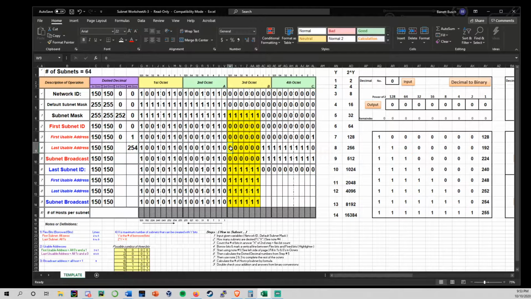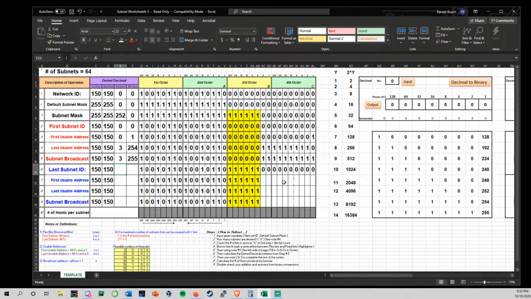Then here we have mostly zeros, but the 1 and the 2 are turned on. So that's going to be 3. Same here in the third octet as well. And now on this final one, we have all turned on. So that's going to be 255. All right, so we have all of that done for the first subnet ID.